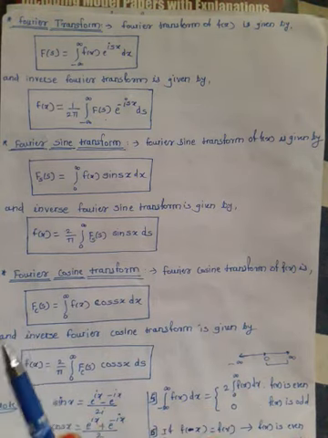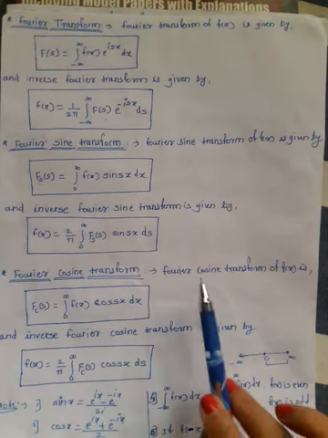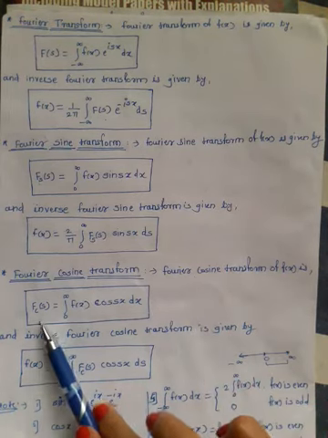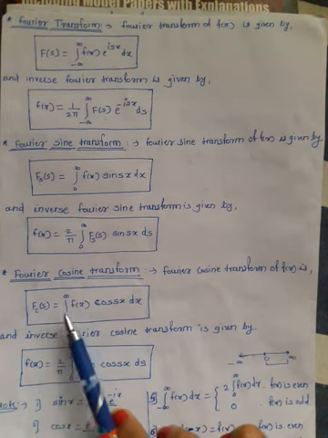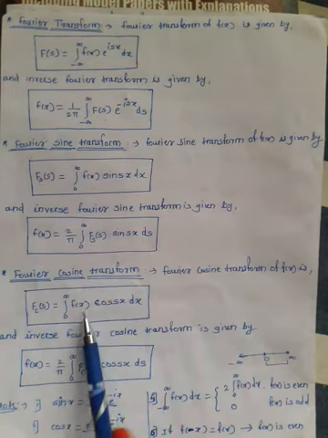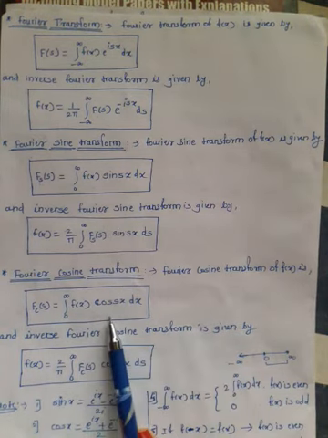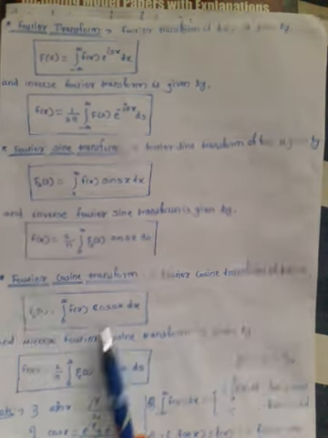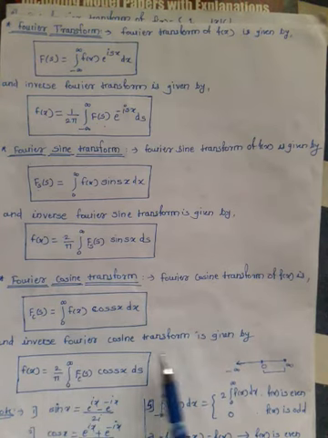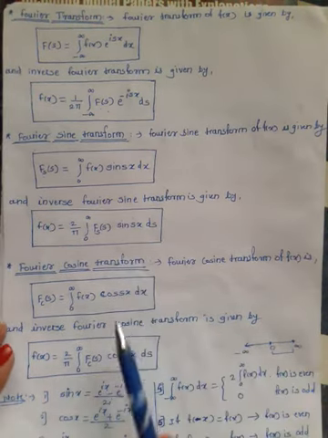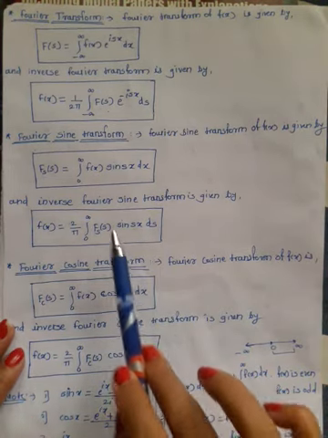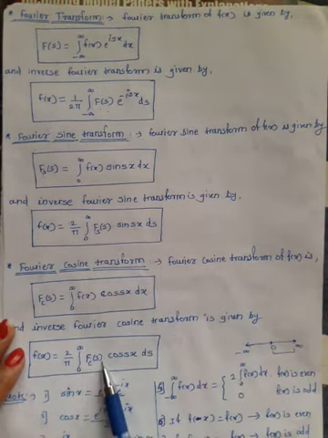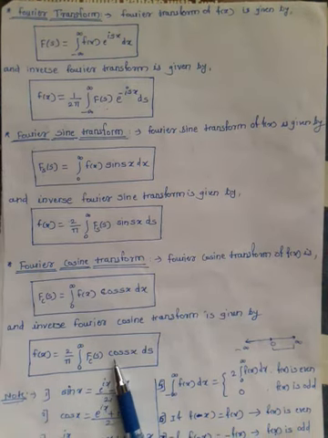Now the Fourier cosine transform formula is given by F_c(s), where c means cosine and s is the variable. The difference between these two formulas is just replacing sine by cos. And the inverse Fourier cosine transform is given by the same, just replace sine by cos, and F_s by F_c. This is called the inverse Fourier cosine transform.